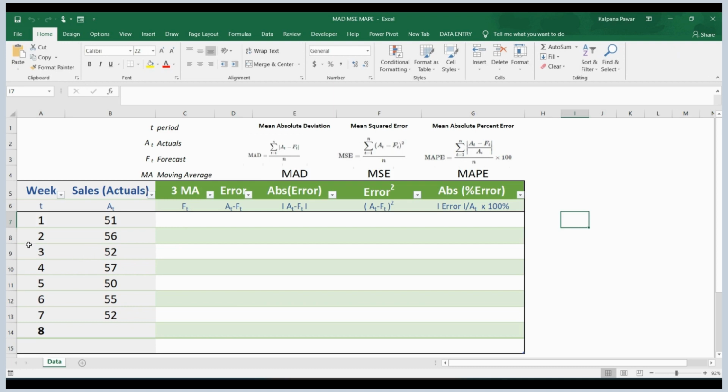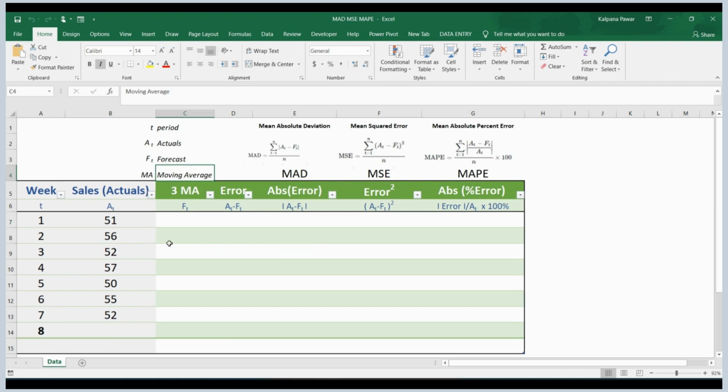So here I have historical sales data collected over a period of 7 weeks. We'll be calculating a 3-week moving average, also computing a moving average forecast for the 8th week, this week. As you can see in the expressions, T stands for the period, AT stands for the actual, that is our sales value, FT stands for the forecast that will be calculated, and MA means nothing but moving average.